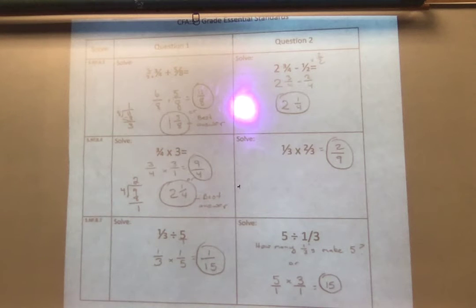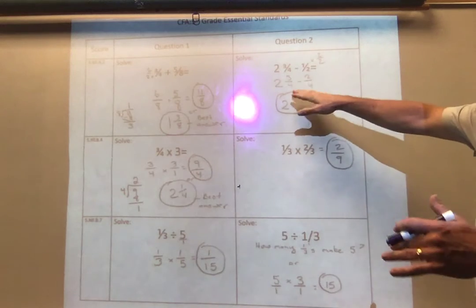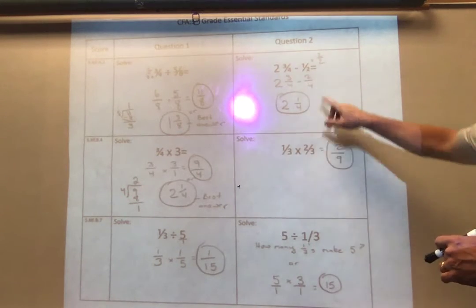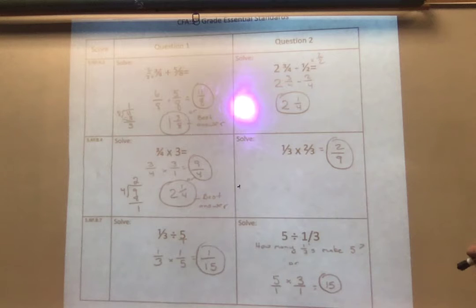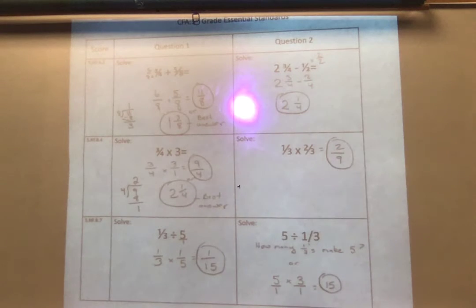Same thing on number 2. We're going to just keep this in fractional form here. We're not going to make it improper, so we're going to take the fraction minus the fraction. Common denominator, 1/2 can change to 2/4. So 3/4 minus 2/4 is 1/4, and I still have 2 wholes. So 2 1/4 would be the correct answer. You could also make them improper if you wanted to.